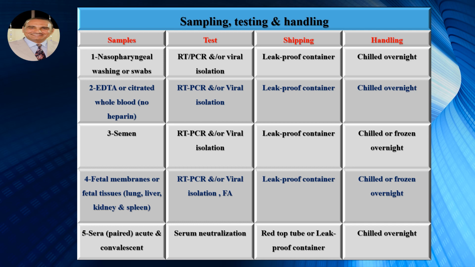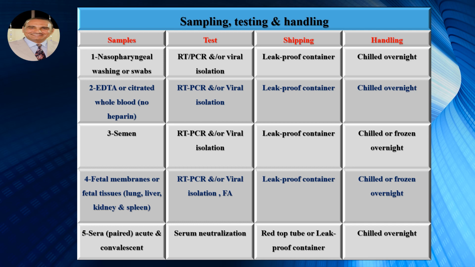The third sample is the semen. This is used for RT-PCR or viral isolation. Shipping in a leak-proof container, chilled or frozen overnight. The fourth sample is fetal membranes or fetal tissues such as lungs, liver, kidneys, and spleen. This is used for RT-PCR or viral isolation or fluorescent antibody technique. Shipping in a leak-proof container, chilled or frozen overnight for handling.